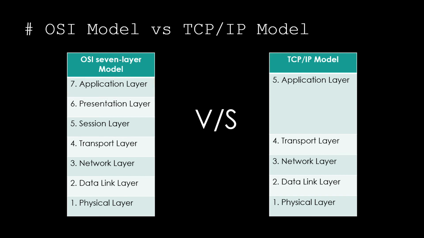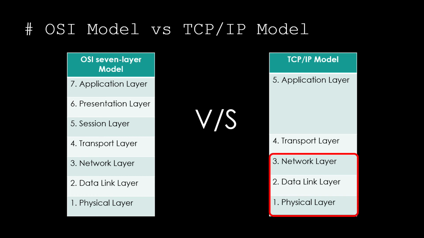Now that is all about the OSI model. Let's see the TCP/IP model. The TCP/IP model is simpler than the OSI. It has only 5 layers. The first, second and third layers are the same as they were in the OSI model.